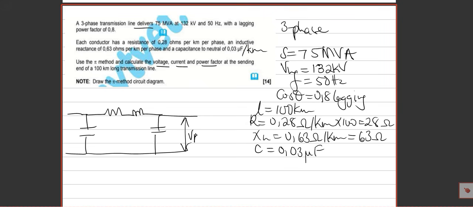So here I have VR phase, this side I have VS phase, you have R, XL, this is C over 2, this is C over 2, I have IC1, I have IC2, I have IS, I have IR.